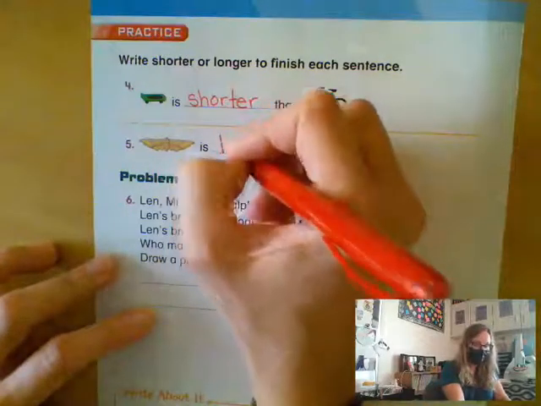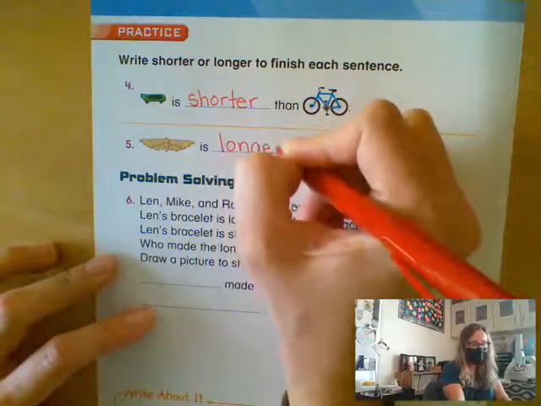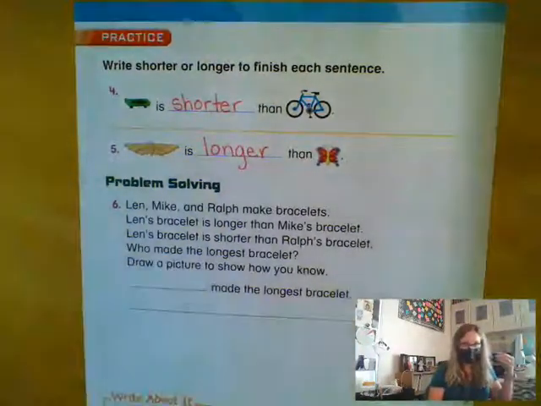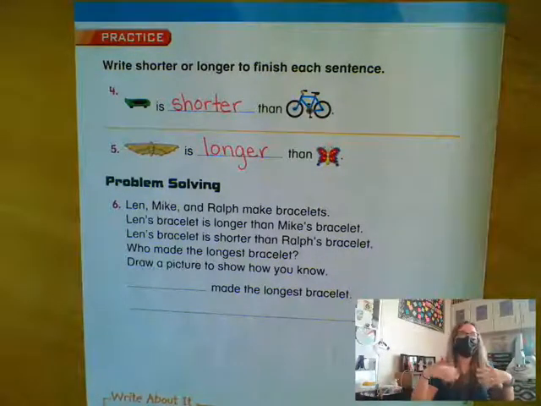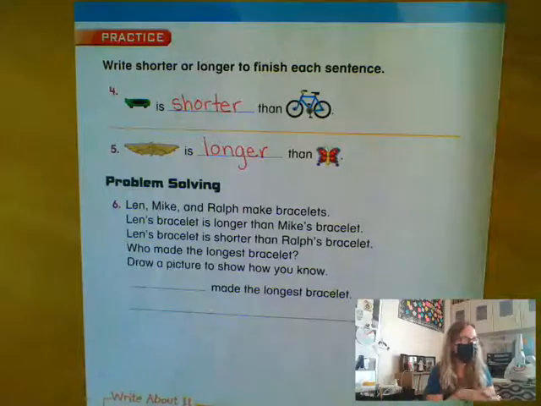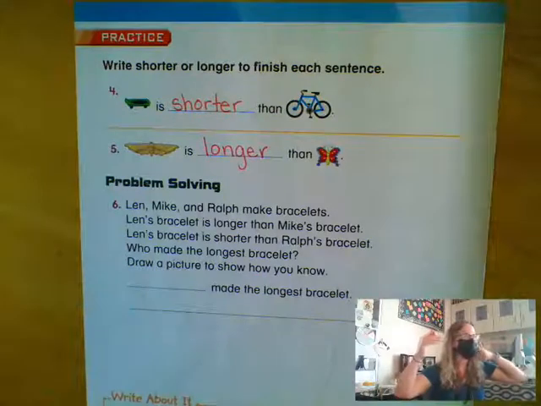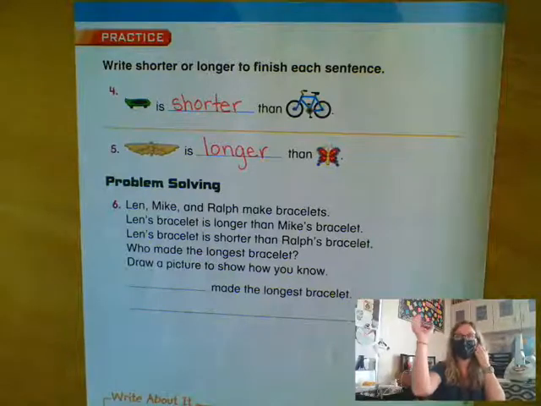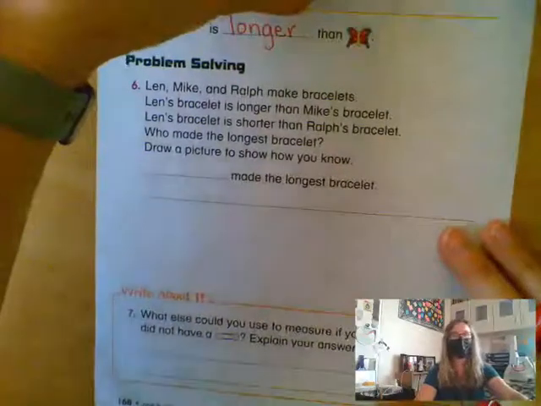Longer. So for number 5, go ahead and write the word longer. Now, some of you are probably thinking this feels very easy. And I've told you many times that we start easy and then we build. The reason we do that is because if something is easy for you, it means you're good at it. So if you're really good at it when it's simple, like longer and shorter, then you can get even better as we go into measuring using rulers and tape measures and things like that, which we'll get into next week, okay? So now let's look at the problem-solving question.